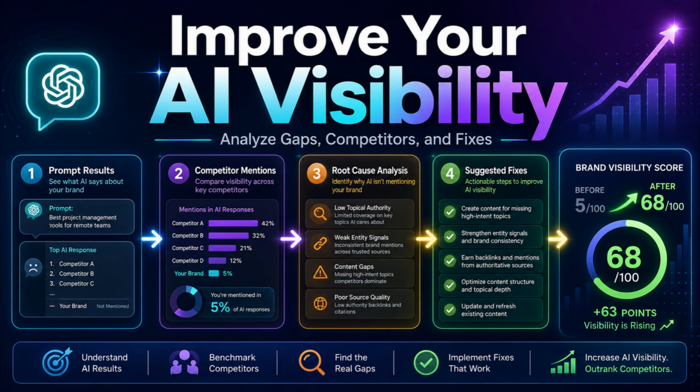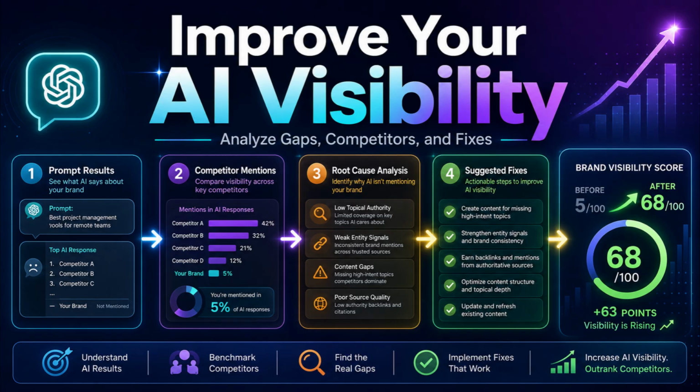For example, if you are missing from comparison prompts, write comparison content. If you are missing from use case prompts, write use case pages. If you are described incorrectly, fix your homepage and key third-party descriptions. If your competitors dominate educational prompts, publish stronger guides. If ChatGPT does not associate you with your category, make your positioning more explicit and consistent.